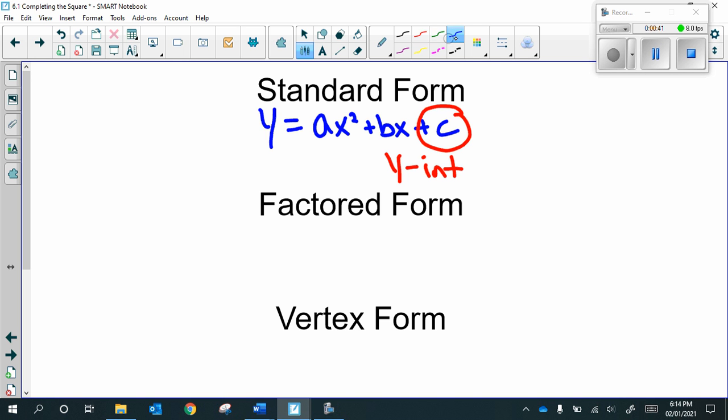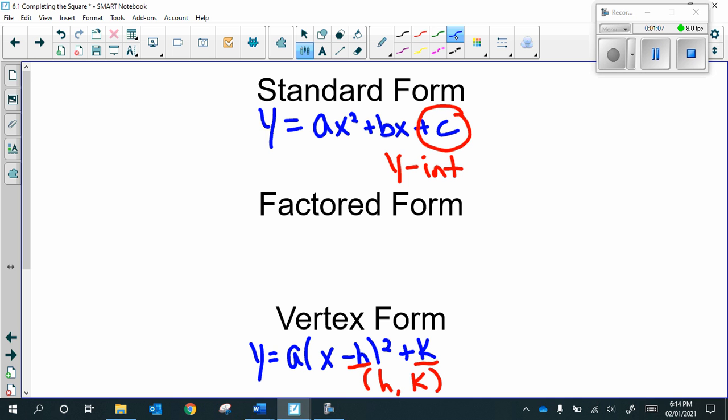The second form that we looked at was actually vertex form, and it is y equals a(x minus h) squared plus k. The key piece of information that vertex form gives you, obviously from the name, is the vertex. So our vertex is (h, k). And don't forget, when you take that h out of the bracket, you have to switch the sign. So (h, k) is the vertex.